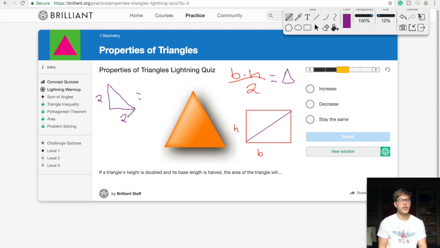So this triangle, what's its area? Well, its base is 2, its height is 2, and we divide by 2, and we get 2. Then what if we make a triangle as described? Its height is doubled, so 4, its base is half, so 1, and we're left with what? 1 times 4 divided by 2, and this also equals 2. So the area will stay the same.